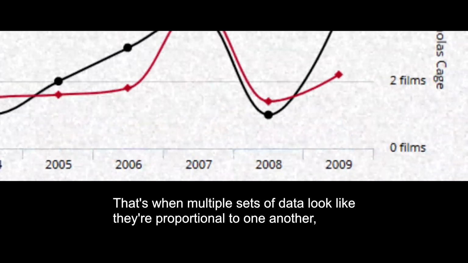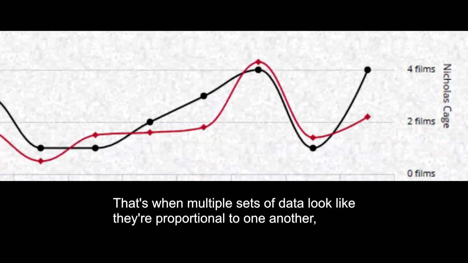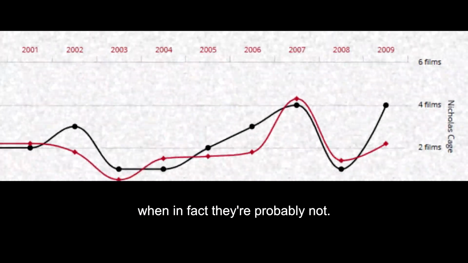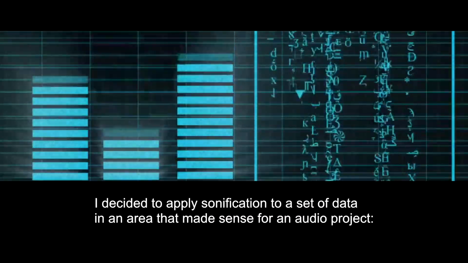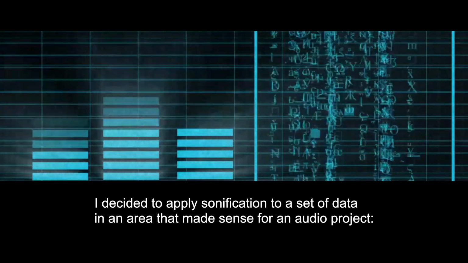Spurious correlation? That's when multiple sets of data look like they're proportional to one another, when in fact they're probably not. I decided to apply sonification to a set of data in an area that made sense for an audio project. Music.